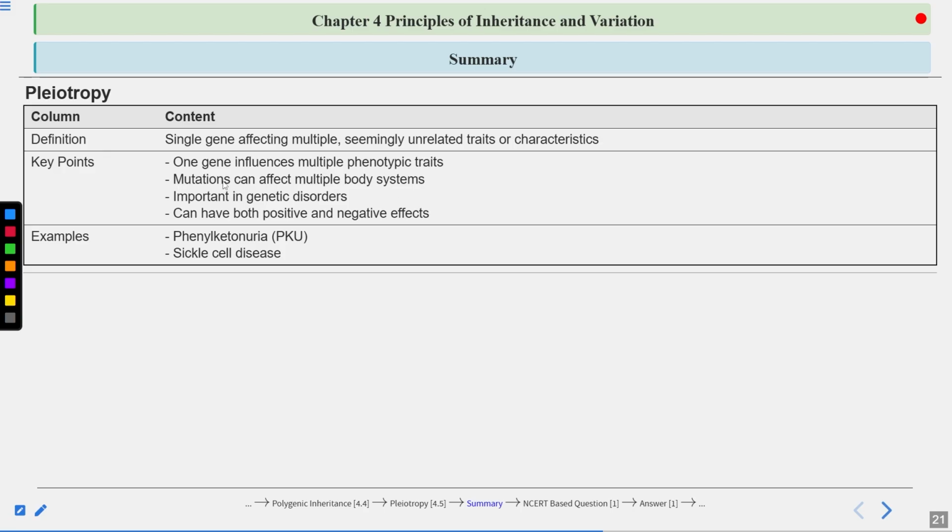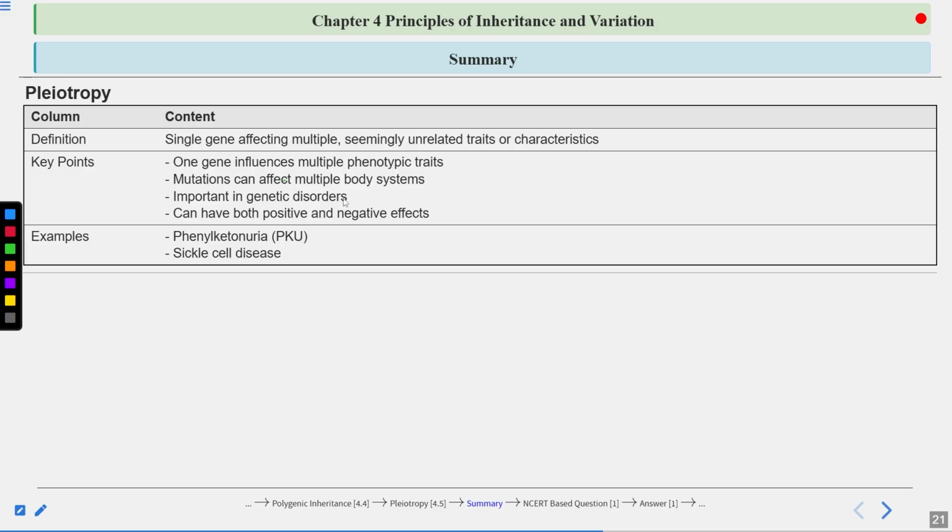So here, a mutation occurs in a gene, and this gene affects multiple body systems. This gene may be involved in the production of an enzyme which is involved in metabolic pathways. So basically, the metabolic pathways are affected. The gene which is mutated is involved in metabolic pathways, and when it is mutated, then multiple effects are observed.